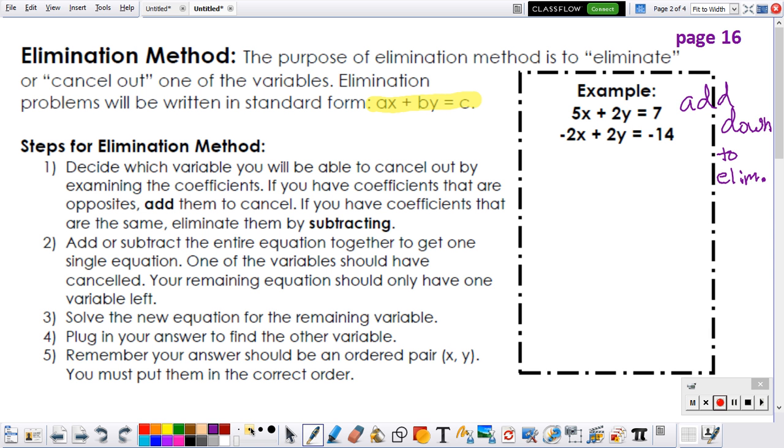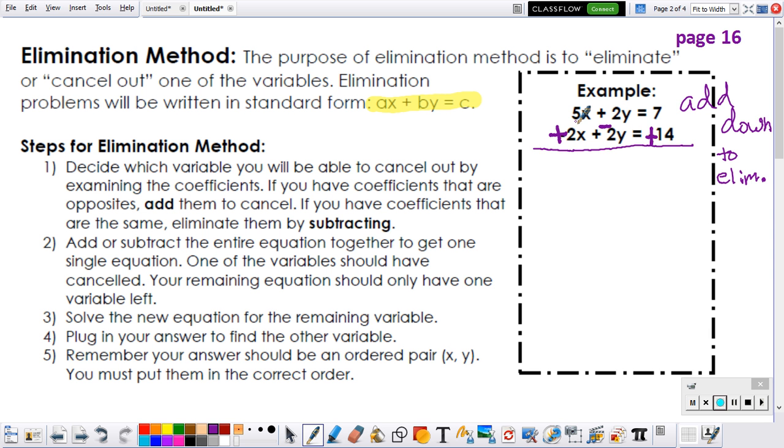So I'm going to do this in a thicker pen in purple. So this minus 2, everybody make that a plus 2. This positive 2y rather, we're all going to make it a negative 2y. Negative 14 is going to become positive 14. Now we are going to add down to eliminate. Watch what happens. Everybody put a line underneath.